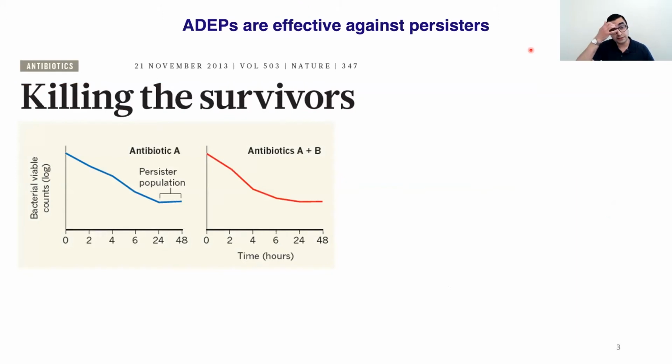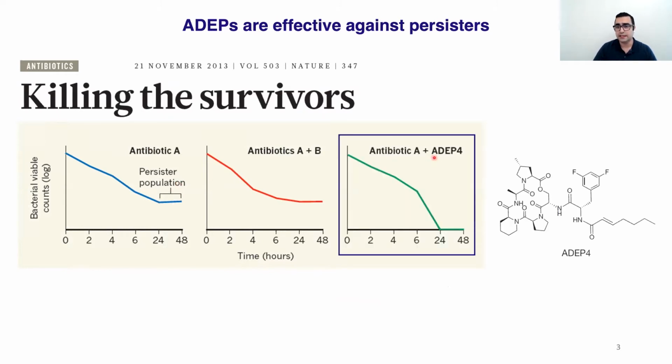Now, it turns out that these antimicrobial resistant tuberculosis cells are resistant to a lot of the frontline antibiotics that we currently have at our disposal. So for example, antibiotic A and B, even when applied together, you still end up with this population of persister cells shown here. But if you add this compound called ADEP, the structure of which is shown here, you can also kill even the persister population of these resistant TB cells.